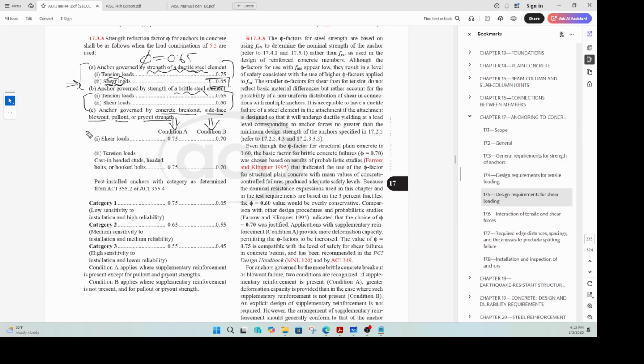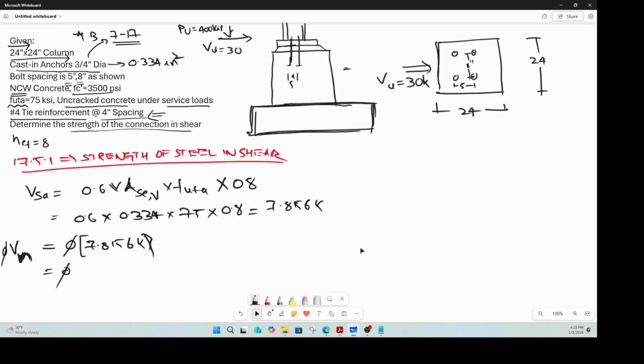Okay, but if we are talking about other limit states of concrete breakout, side face blowout, pullout, pryout, then we'll find out if we are in condition A or condition B, see if we are talking about shear or tension, and then pick up the right value there. Okay. So again, this section is all about your strength reduction factors. So we found out that our strength reduction factor is 0.65.